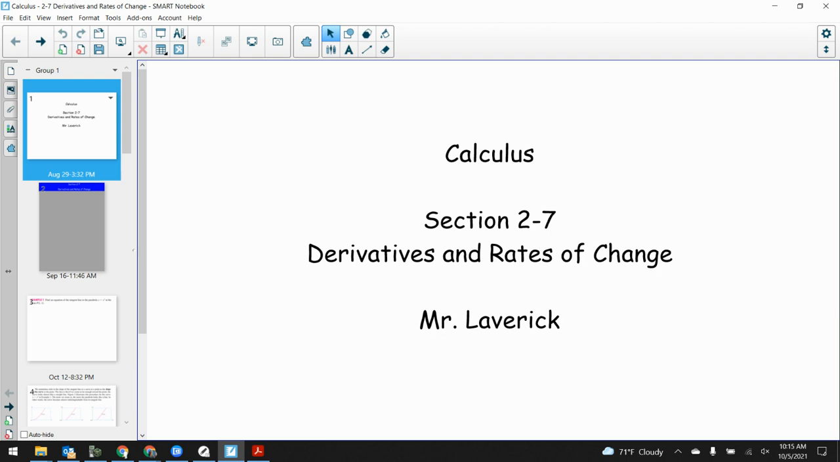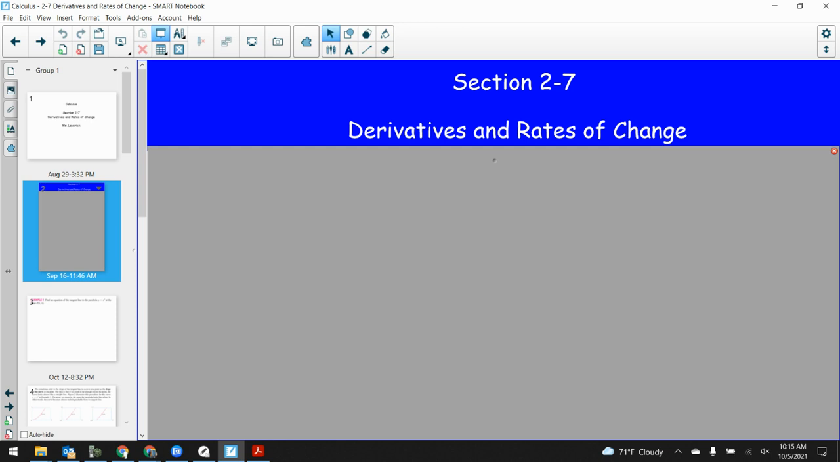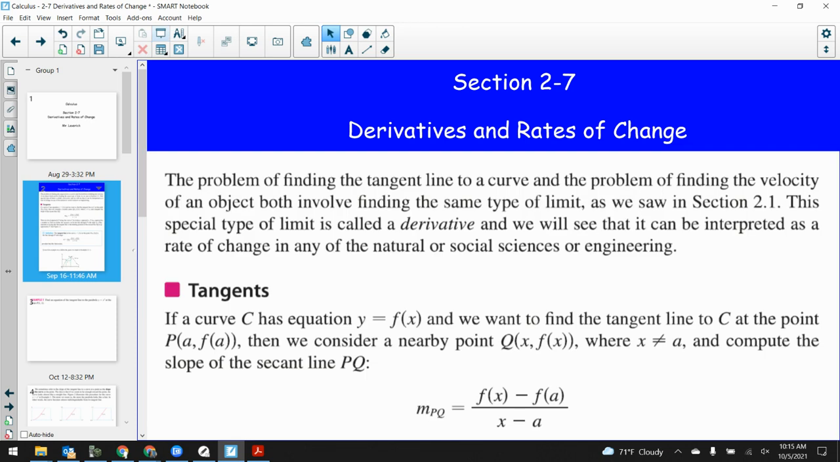Okay? So let's talk about section 2.7, derivatives and rates of change. The problem of finding the tangent line to a curve and the problem of finding the velocity of an object both involve finding the same type of limit as we saw in section 2.1. Think back to our very first day of chapter 2. We worked with 2 problems. The tangent line problem, where we said, okay, we have this parabola, and I wanted to find the slope at 1, 1 on that parabola. Remember, and we estimated that. We got closer and closer and closer to it, and that's how we introduced the idea of a limit.